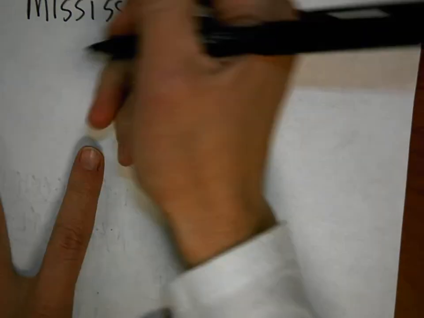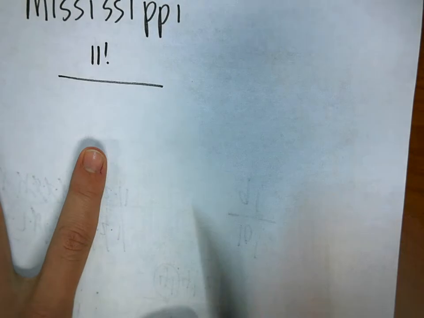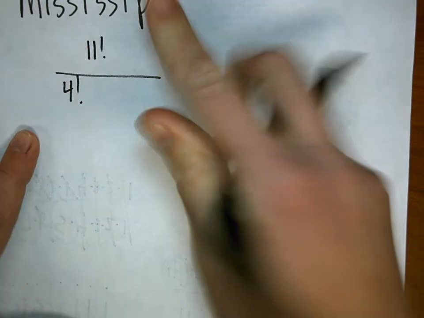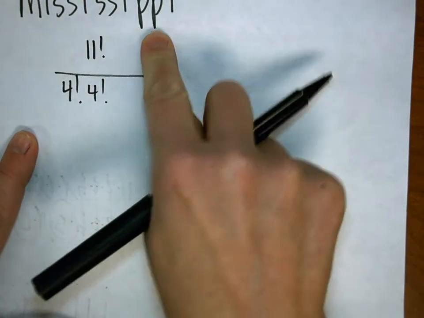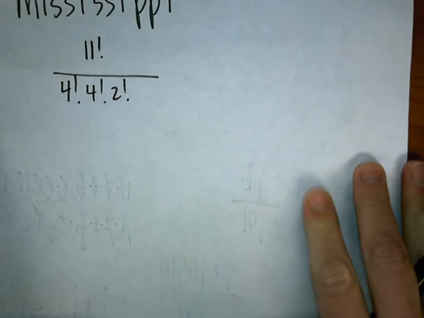Okay, here we go. So, the word is Mississippi. How many letters are there? Okay, so we have 11 factorial divided by. Does that repeat? No. How many I's? 4 factorial. How many S's? Good. How many P's? 2. Okay, so now we need to write it all up.